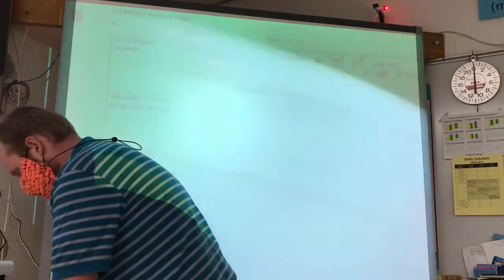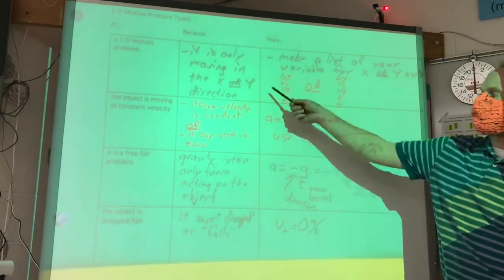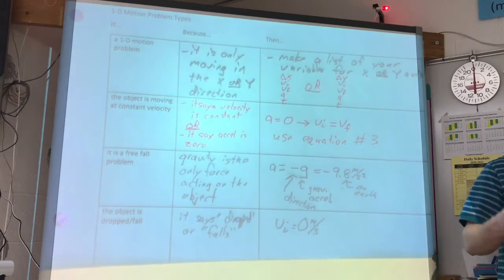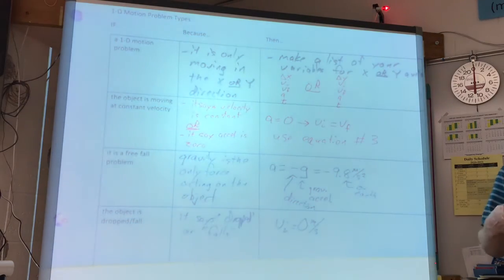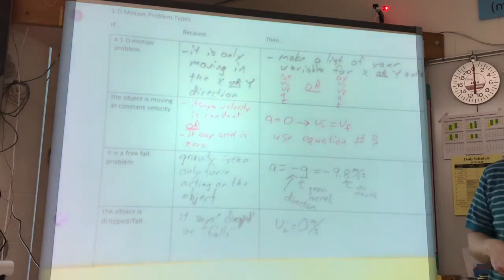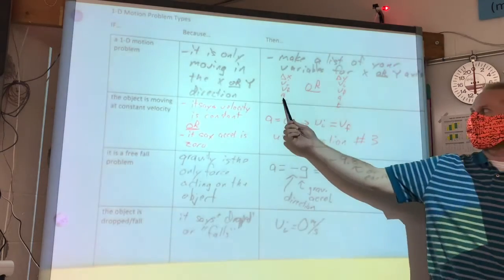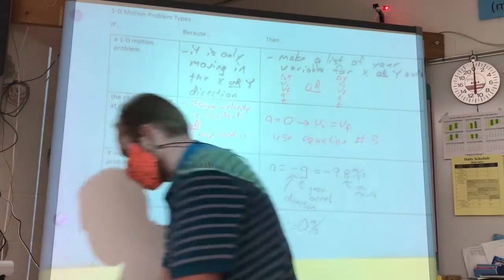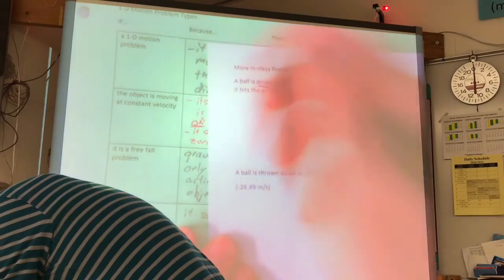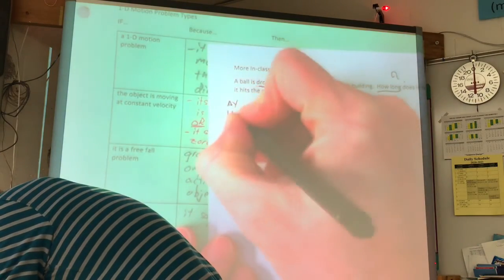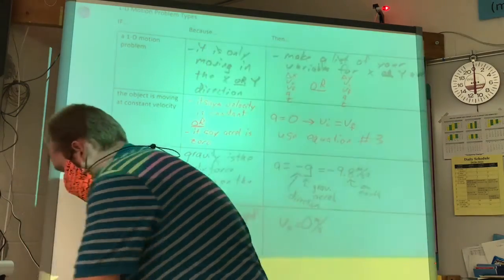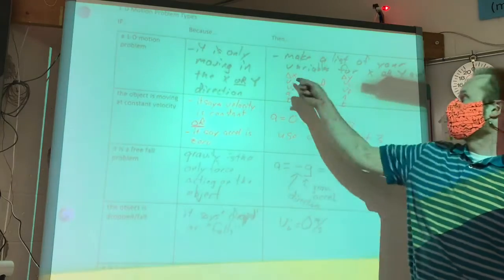So if we go through, is this a 1D motion problem? Yes or no? Help me out here. Yes. Okay, so it's a 1D motion problem. We're in a unit called 1D motion, so yeah. Which one is it, an X column or a Y column? What do we got to make? Y. We got to make a Y column. Absolutely. So that Y column is going to look something like this: delta Y, VI, VF, A, and T.